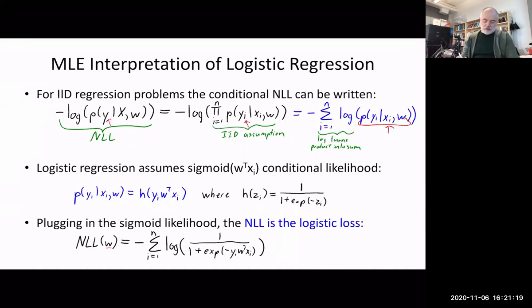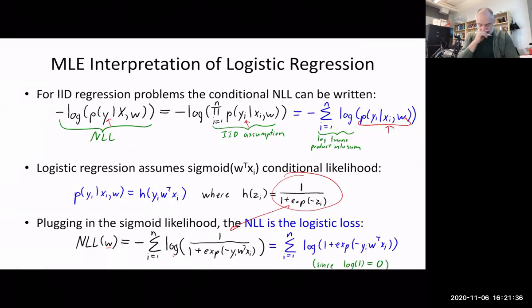So the negative log likelihood of W is the sum over all the data items of the log of this logistic function here. We're just taking the log likelihood for every individual data item, right? And if you apply the log here, we have log of 1, which is 0, minus log of 1 plus x, and the two minus signs cancel. So we just have exactly the logistic loss that we were looking at before.